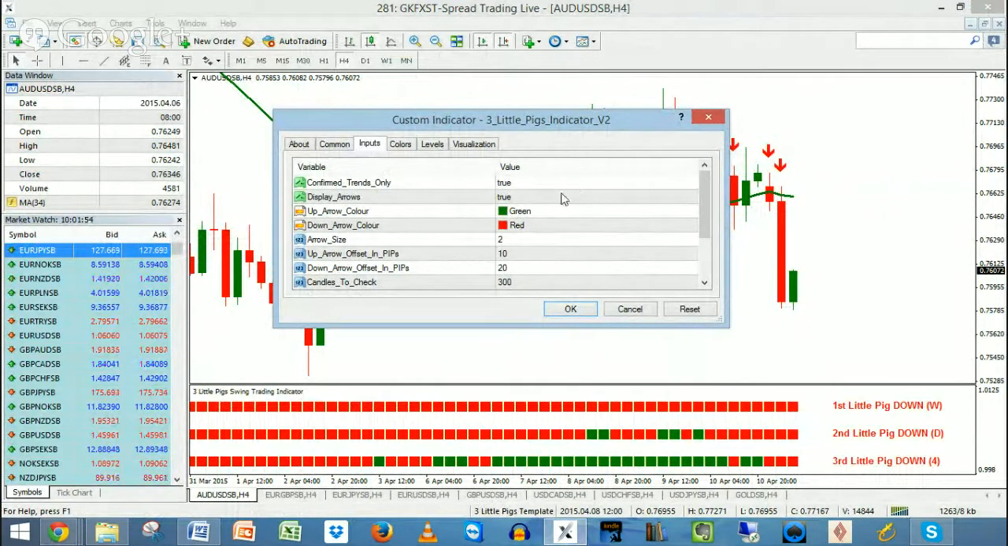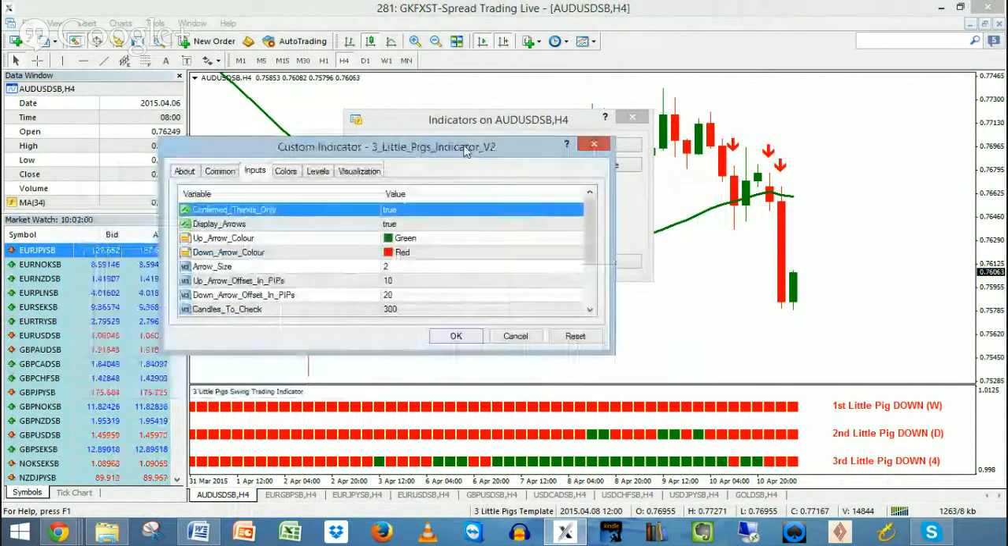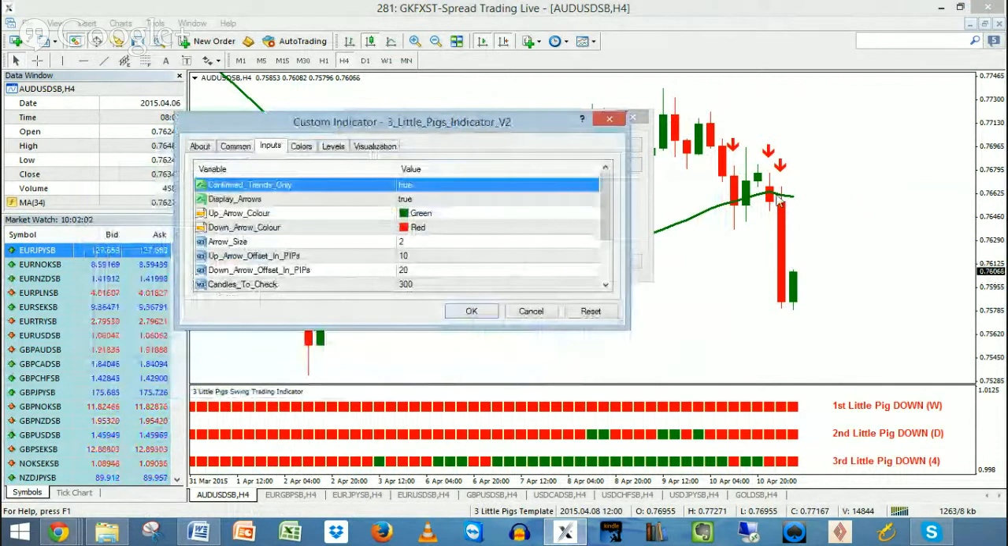Basically, the new feature that stands out is the confirmed trends only, which is set to true here. It means that we only see valid signals when all of the trends line up. So here we can see that we're all down, and we've got the indicator showing a short entry. And once again, here and here, we've touched the moving average and closed below.